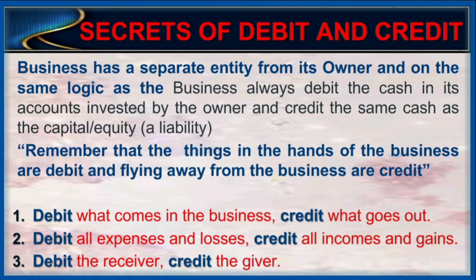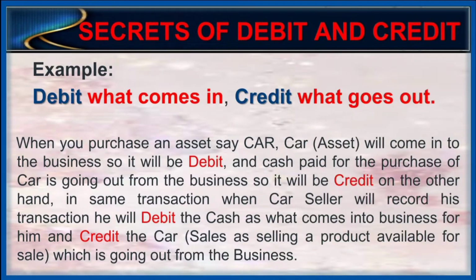Number 2, debit all the expenses and losses and credit all incomes and gains. Number 3, debit the receiver and credit the giver. Secrets of debit and credit. Example 1, debit what comes in, credit what goes out.